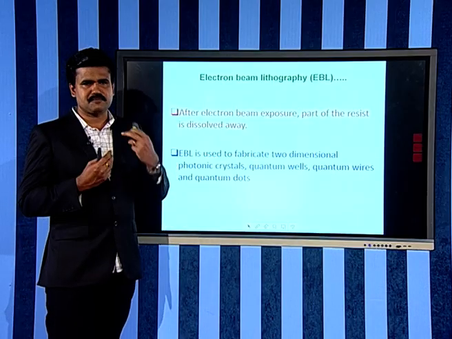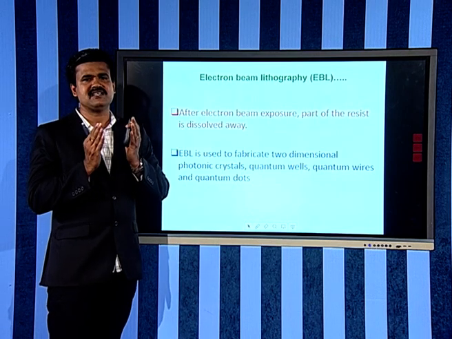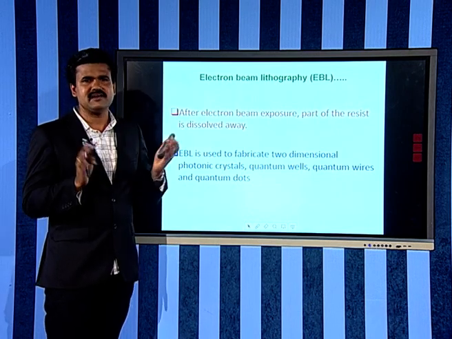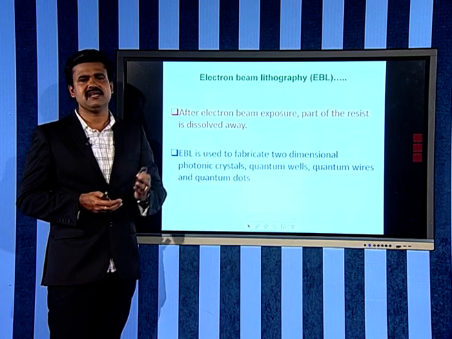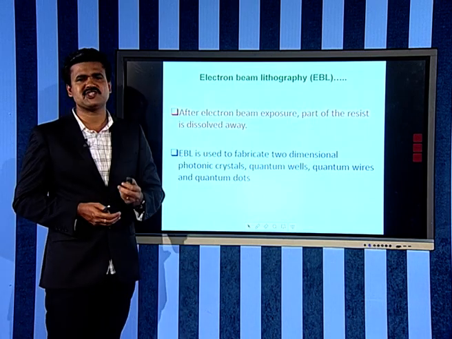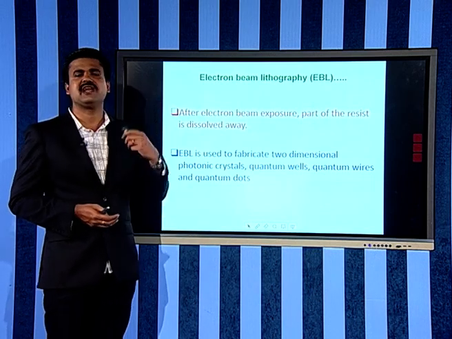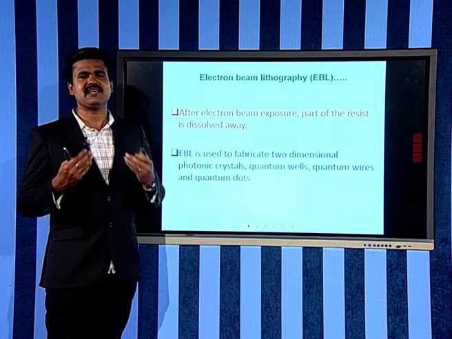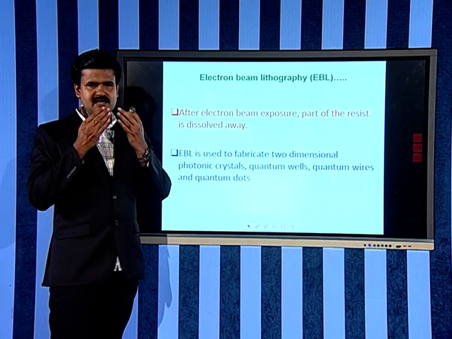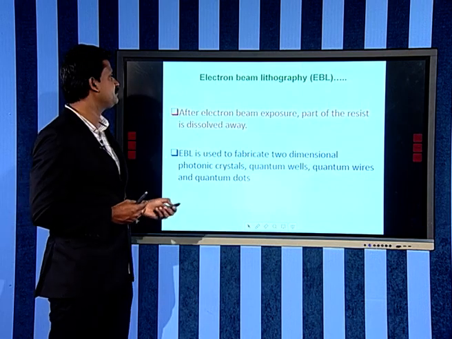After the exposure, the excess part of the metal is removed by some methods. EBL is highly useful to fabricate two-dimensional photonic crystals, quantum wells, quantum wires, and quantum dots. That is, EBL can be used to prepare different kinds of nanomaterials based on their structure.